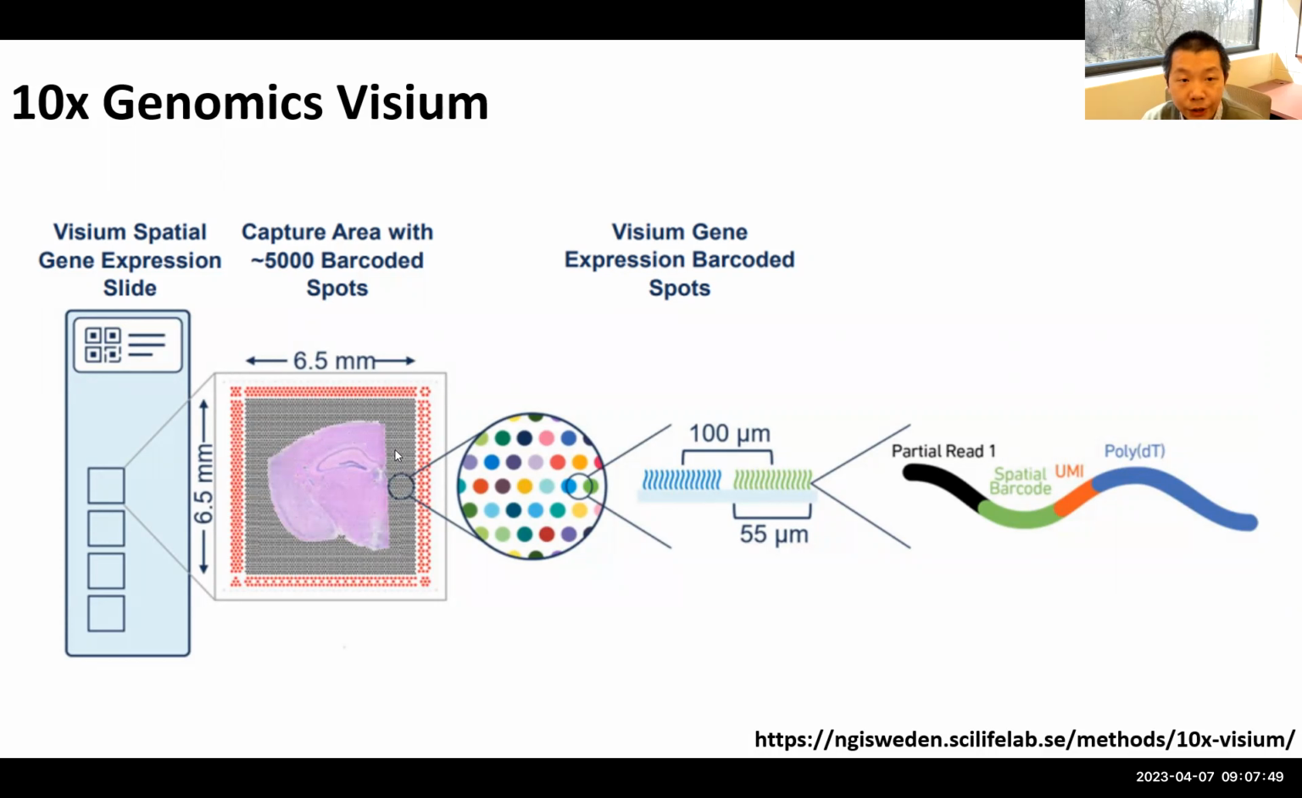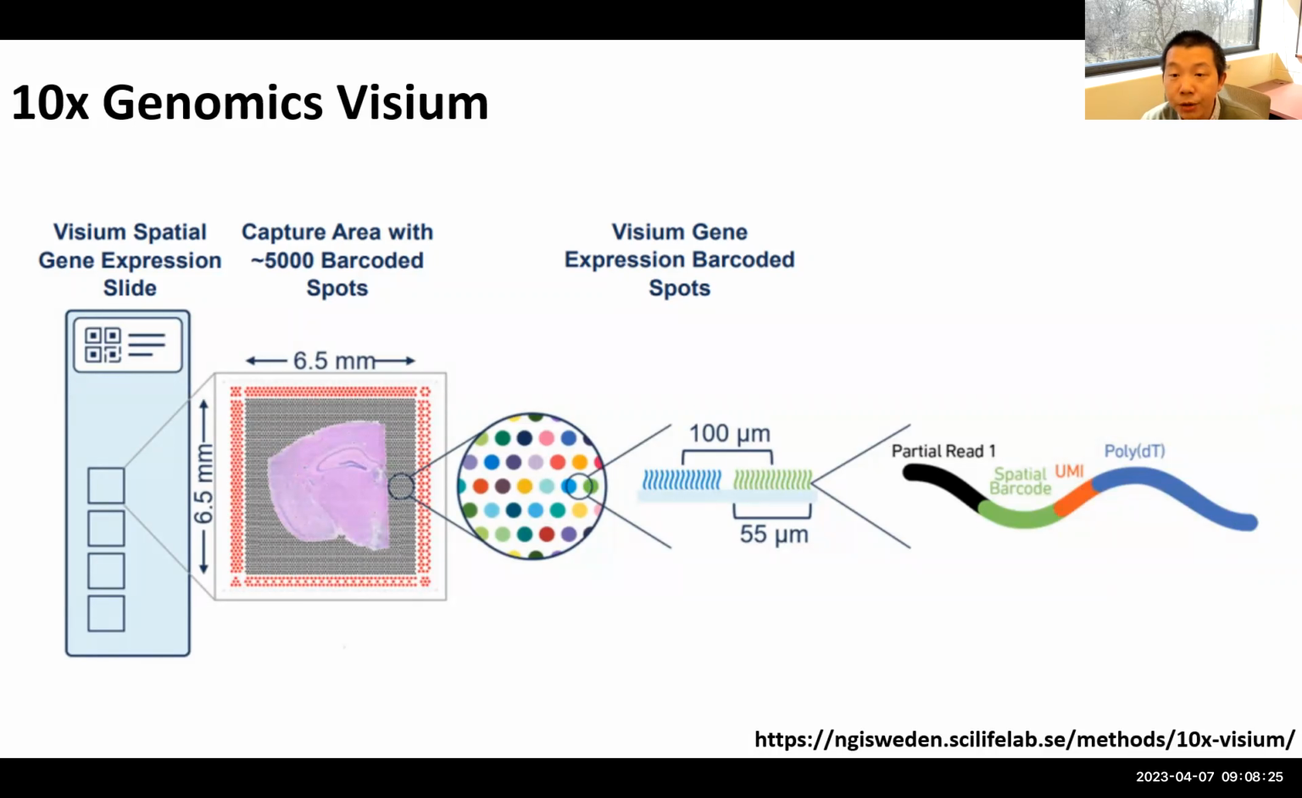This square is very unique because the capture area contains a few thousand, about 5,000, barcoded spots. Each barcoded spot contains a bunch of probes that allow you to measure gene expression in a localized fashion. Specifically, if you zoom in on each spot, you can see that this read contains 3 different components. One is a poly-T, which allows you to bind the poly-A that's released from the tissue in a very spatially localized fashion.